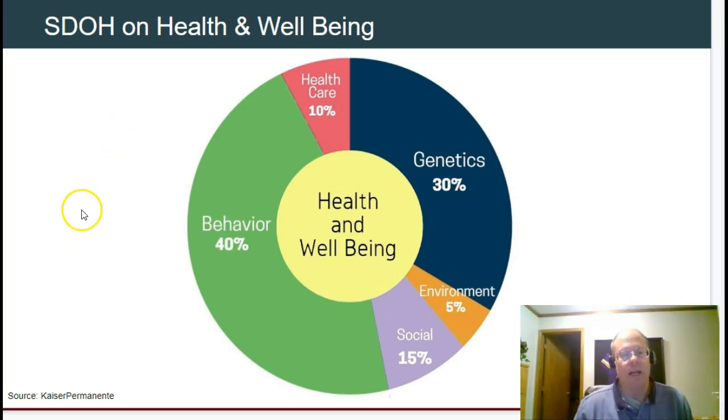Now, what I'd like you to think about is this behavior, 40%. Then I want you to think about healthcare and ask the question, why do we spend so much money and dedicate so many resources to something that only affects 10% of our health and well-being? Why aren't we focusing more on this 40%? Take a look at that from a systems approach and evaluate it.